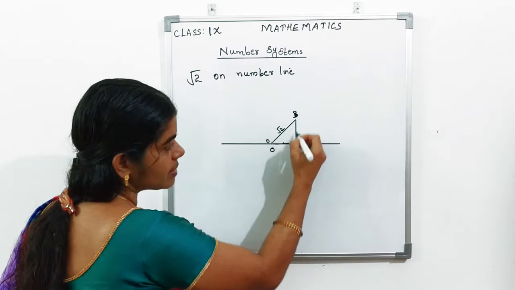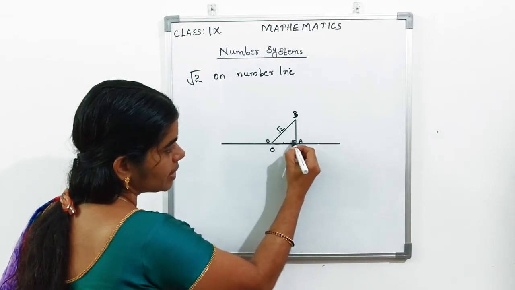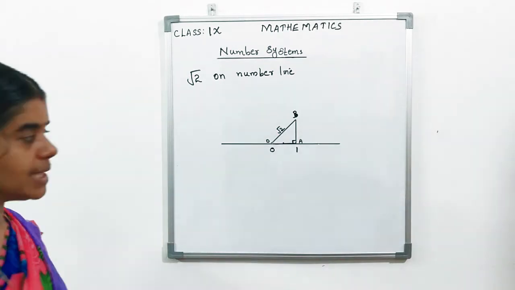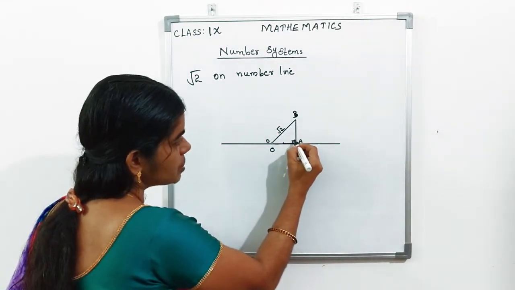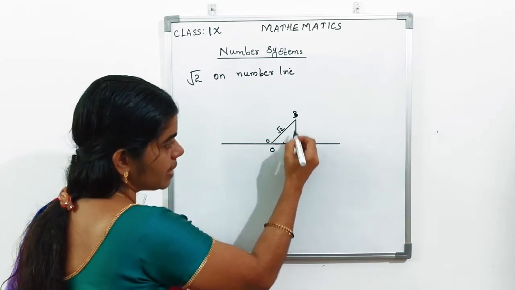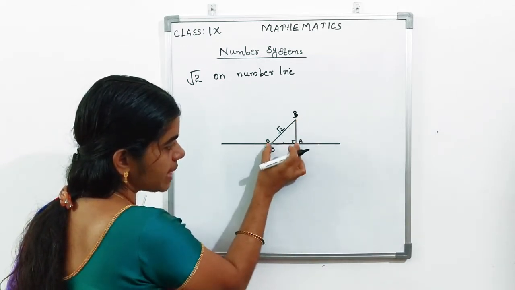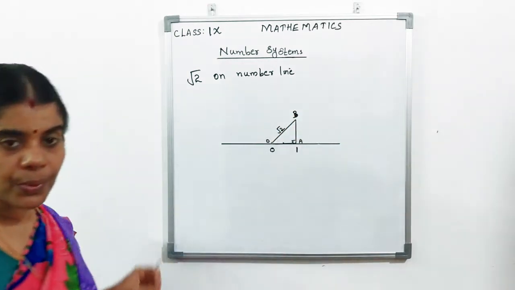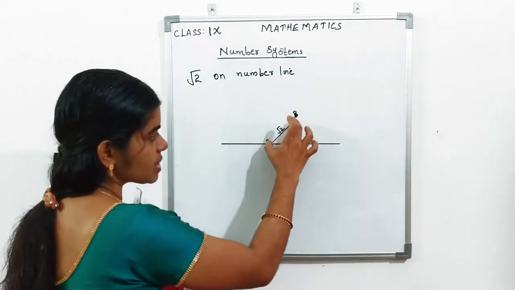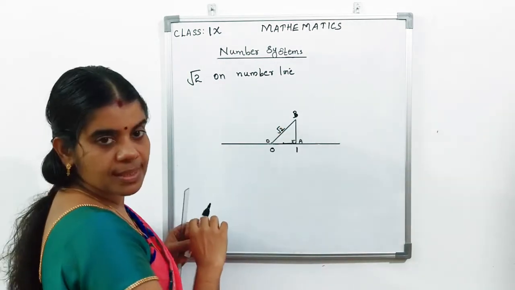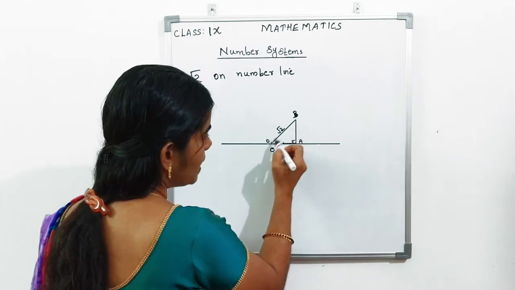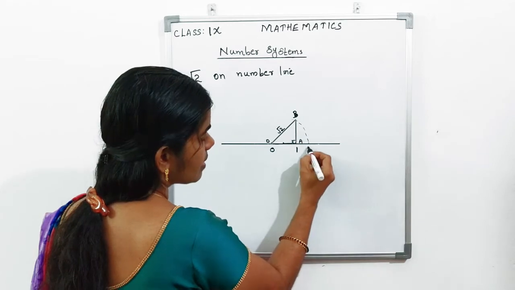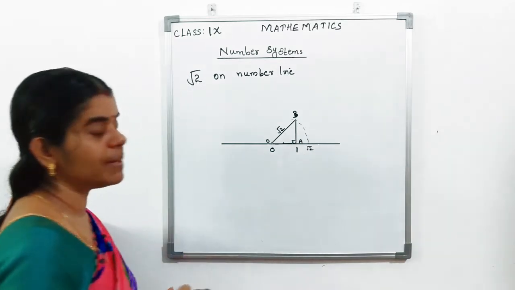While you are drawing this line, here will be 90 degrees. Using a protractor, you want to make the angle OAB equal to 90 degrees. Then mark the same distance OA here and join. This line OB is equal to root 2. Then take the distance OB in the compass and draw one arc. Where this arc touches the number line, that will be root 2.